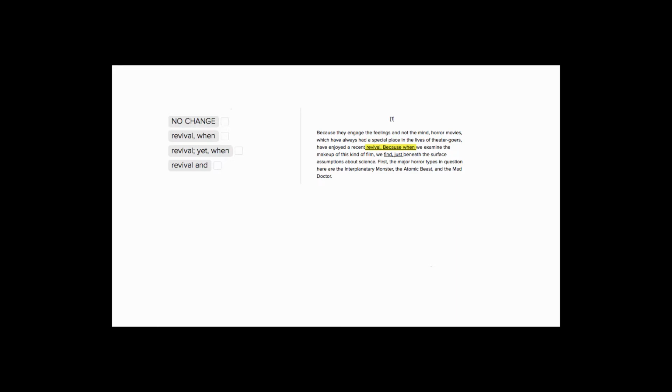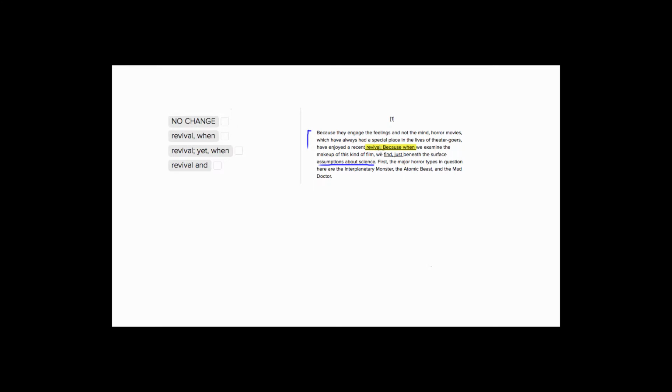This question is asking us to find the right way to connect this sentence, which tells us about horror movies and their special place in the lives of theatergoers, and this sentence where we find that in horror movies we find assumptions about science. So we're going to want to find the right way to transition between these two different sentences. When we're looking at a transition like this, we want to pay attention to a couple of things.